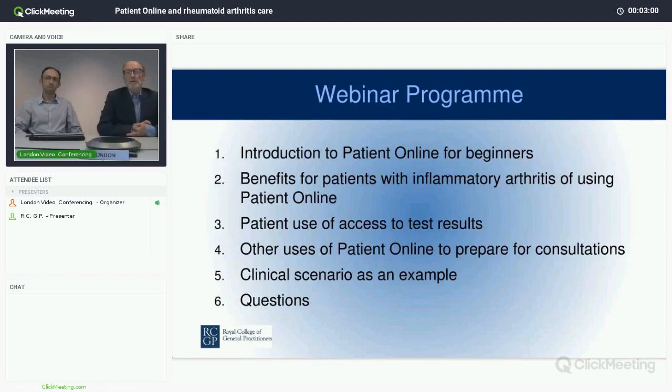And this is how we're going to go about it. First of all, a quick introduction to Patient Online for those of you who may not have familiarity with some of the details of how Patient Online should work. And then we're going to talk about the benefits of using Patient Online, particularly using it to access test results in this context. There are other ways in which Patient Online record access can help with preparing for consultations from the patient point of view. And then we'll pull it all together at the end with a clinical scenario that we hope will be very helpful. And please do record questions as you go along.